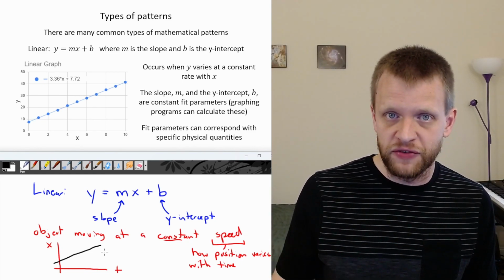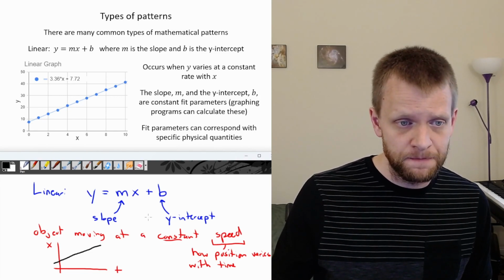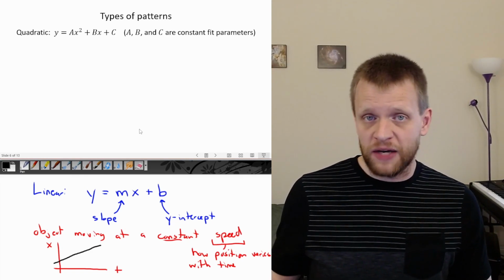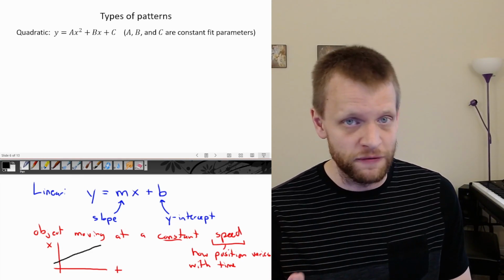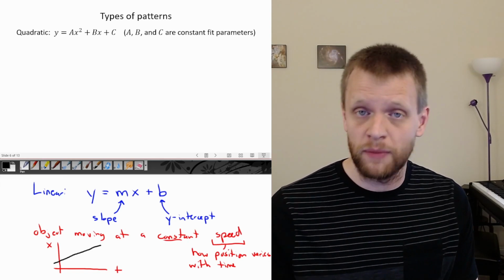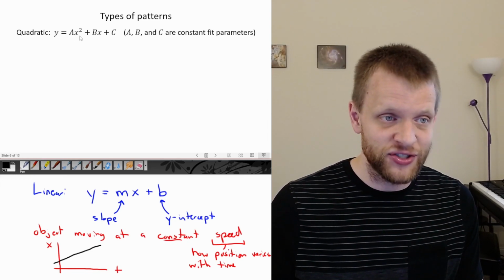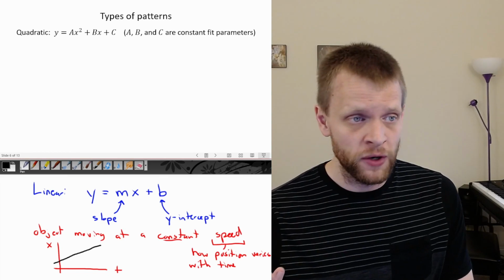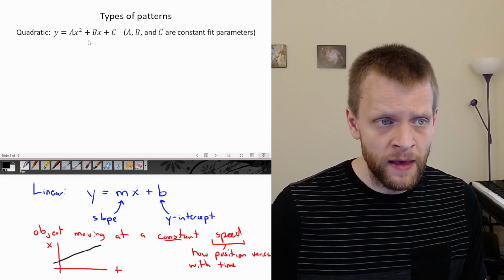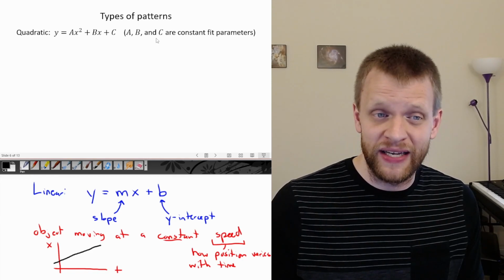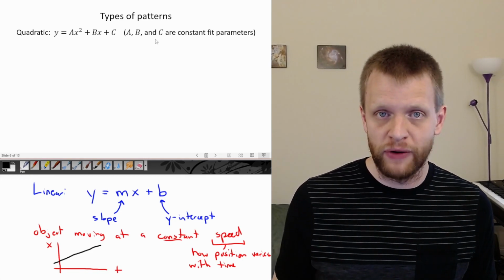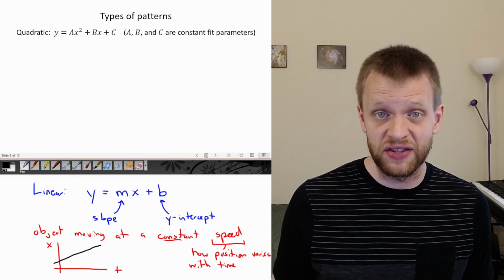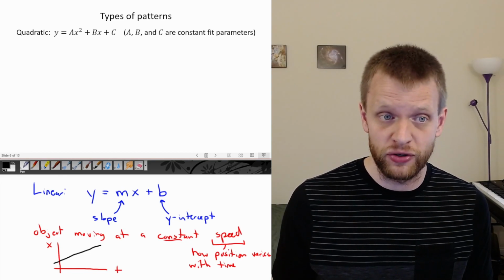We're going to see lots of examples of this in the testing physics series. Let's look at a second mathematical pattern, the quadratic pattern. If you've taken a high school math course, you've probably seen this before. y equals Ax squared plus Bx plus C. You may have done solving the quadratic equation before. But for this particular pattern, the capital A, capital B, and capital C are going to be our fit parameters. These are things that we could measure, or generally we're going to get the computer to measure these fit parameters for us.